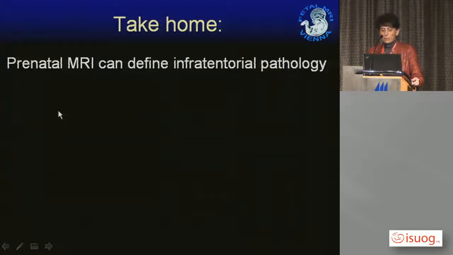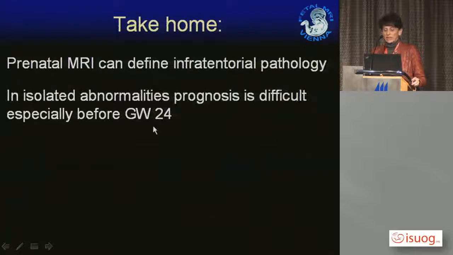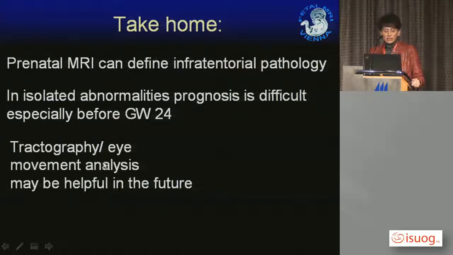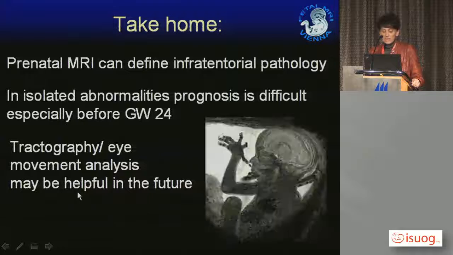So please take home, prenatal MRI can define infratentorial pathology. In isolated abnormalities, prognosis is difficult, especially early, and tractography and eye movement analysis may be helpful in the future.